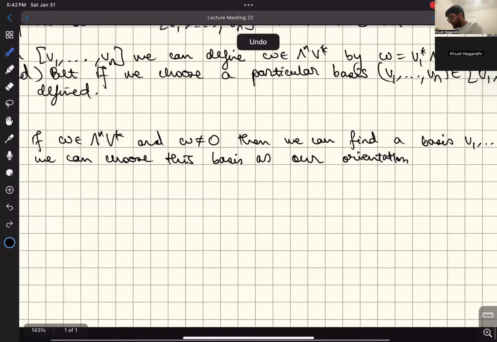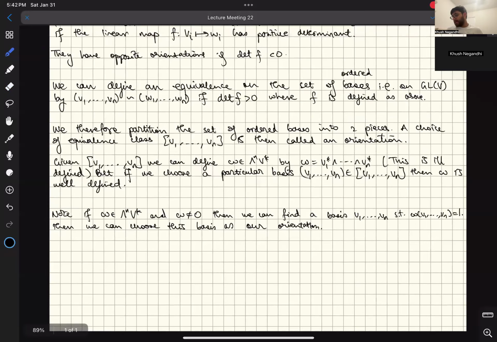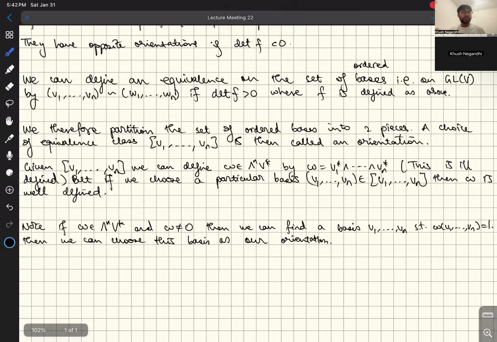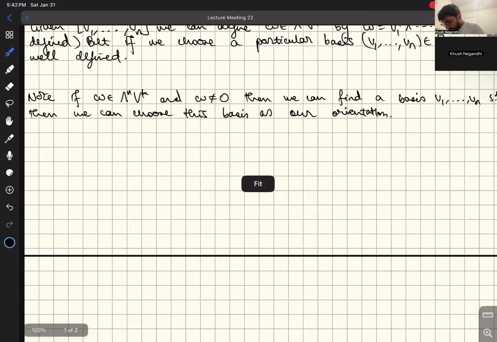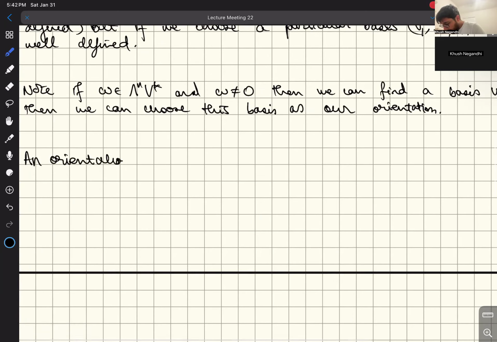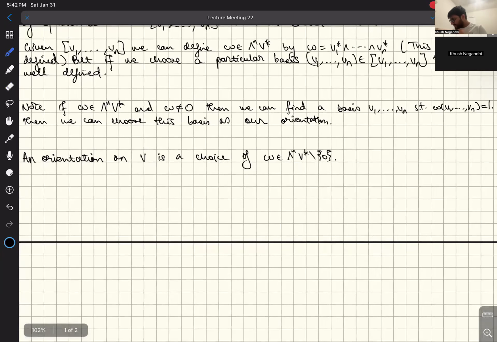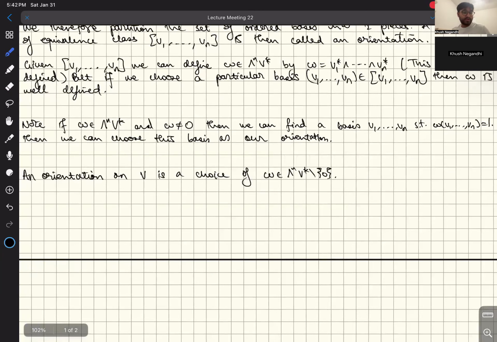So we've gone from choosing a basis to choosing an equivalence class of basis to choosing a nowhere vanishing top form. So that's the main idea now. An orientation is equivalently a choice of basis, or it's a choice of nowhere vanishing top form. So an orientation on V is a choice of omega in this set. And now this leads naturally into the definition of an orientation on a manifold.